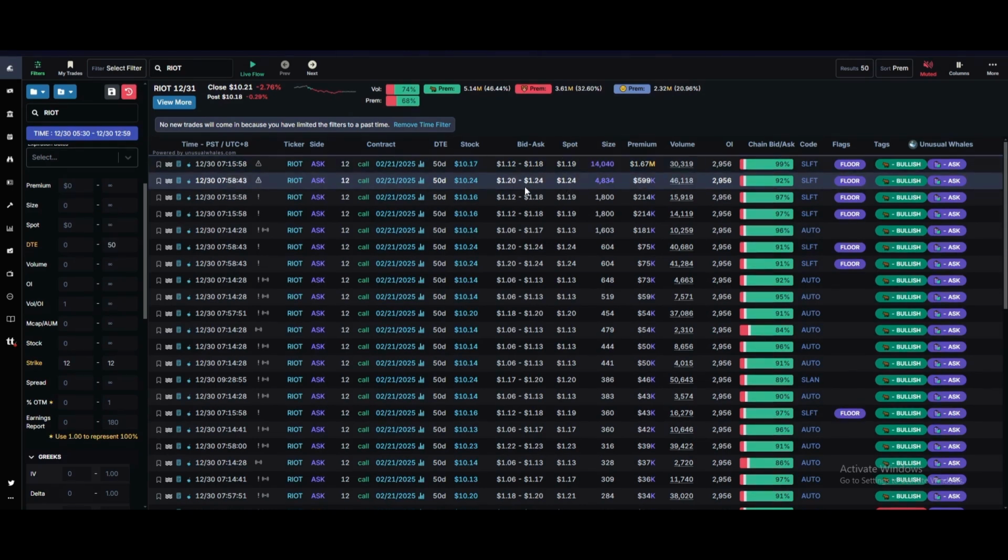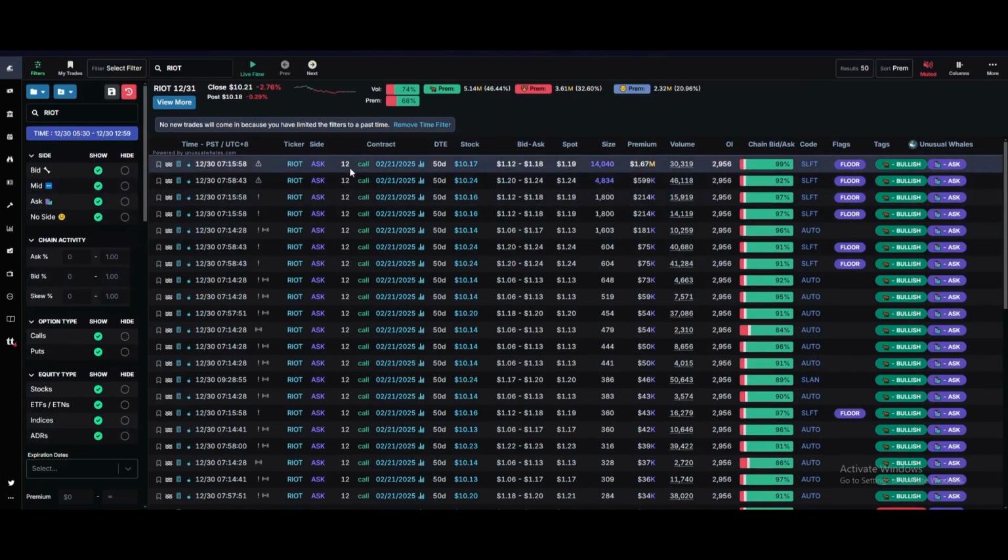The next transaction, 120 to 124, they bought on the ask. And once again, we know this is an opening order because there was open interest of 2,956 and they bought 4,834 contracts. So we can safely say that this whale is peppering in some massive orders and they want to get sized in for the 12. And all we're seeing here is calls. You see, guys, this is all the raw data right here.